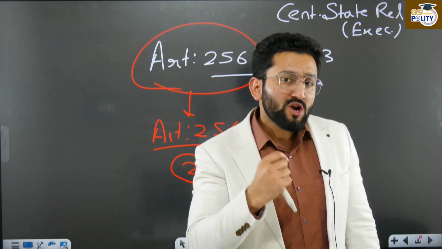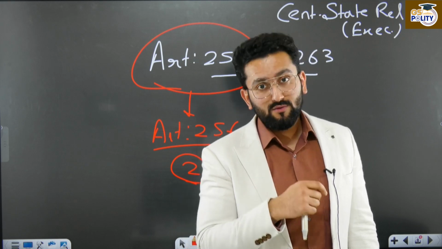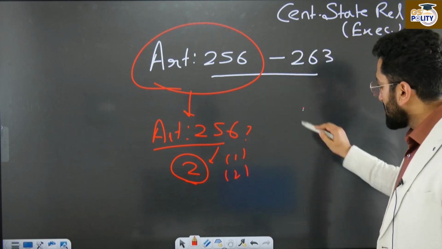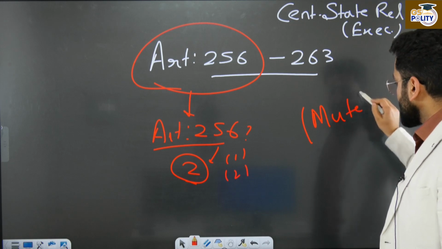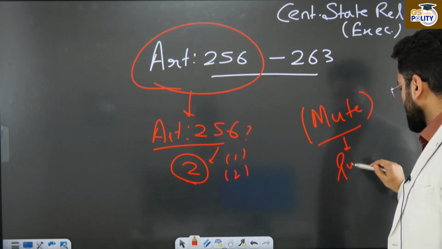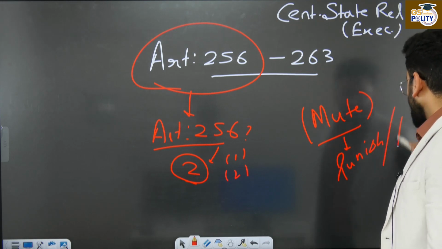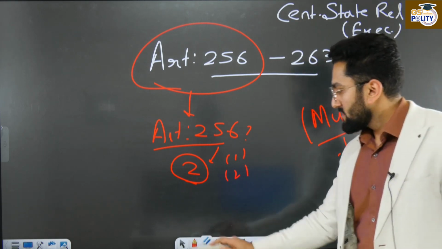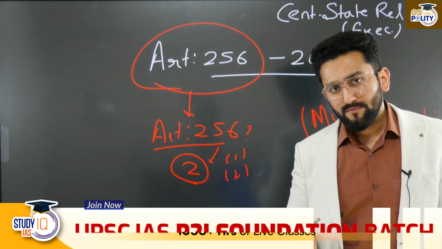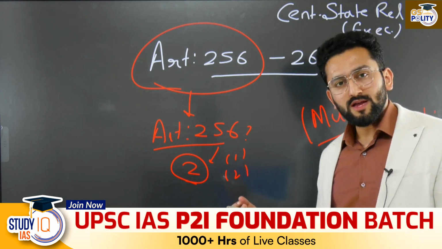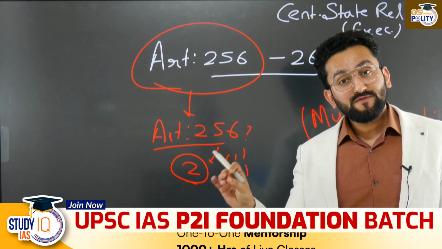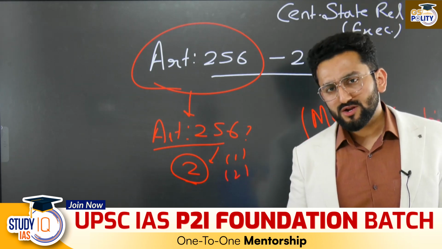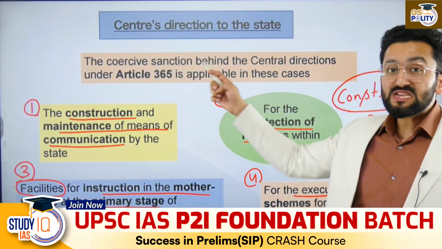Now, what if a state doesn't comply? What is going to happen thereafter? So Article 256 does not mention, you can say Article 256 is mute on punishment, or you can say action. We should use the word action. What is going to be the action thereafter? So the Article 256 is mute on that. So why mute? Because Article 356 clearly gives action power to the center. What action power we are talking about? Coercive sanction.